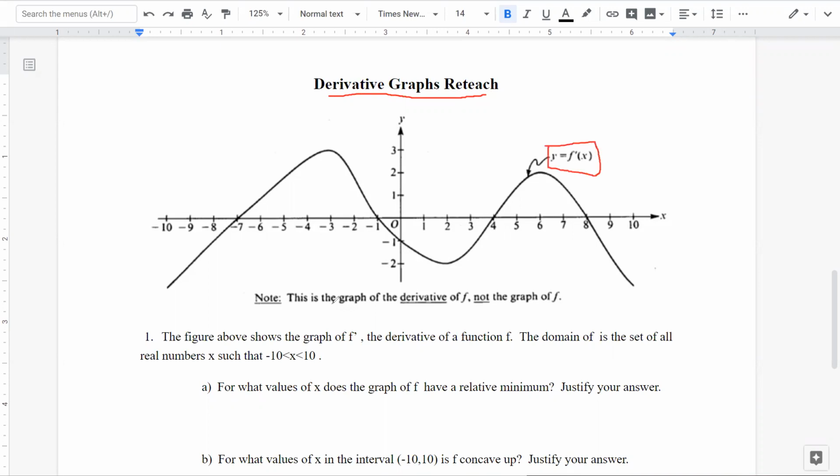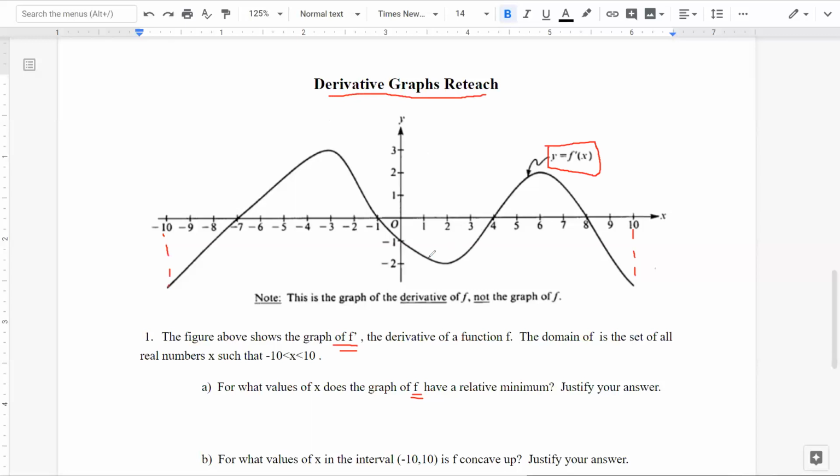So the figure above shows the graph of f prime. And the domain is all real numbers from -10 to 10. So we're just going from -10 to 10. And now the first question asks us, for what values of x, so which x values, does the graph of f have a relative minimum?